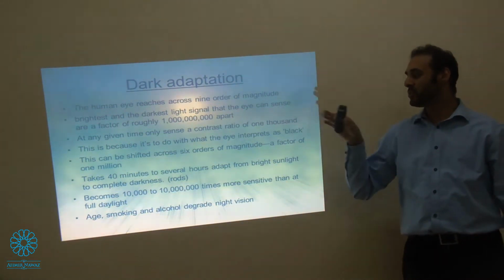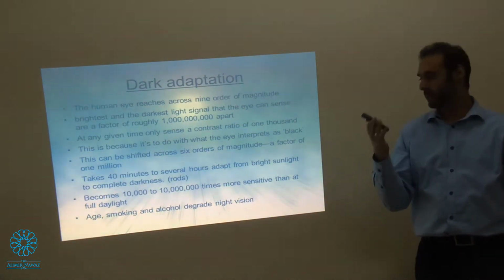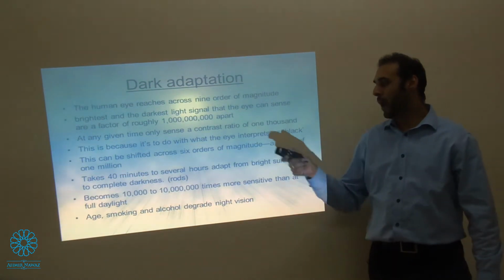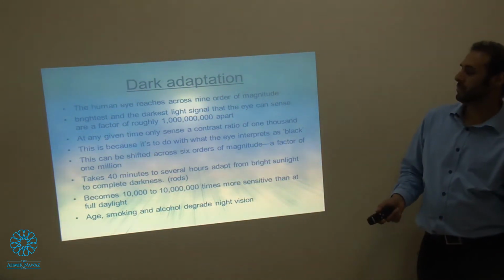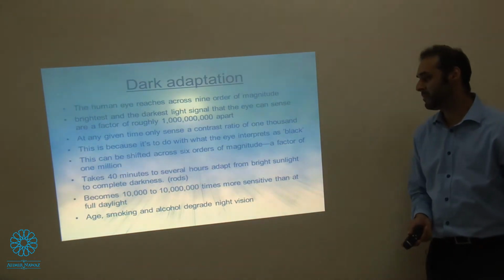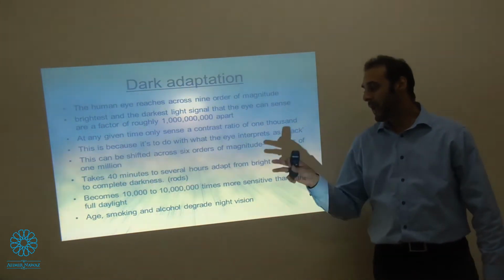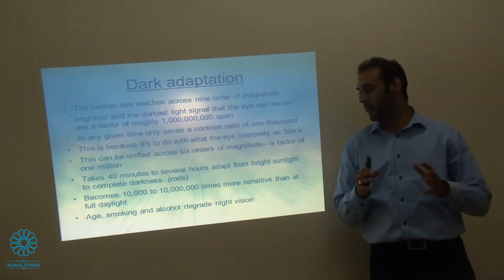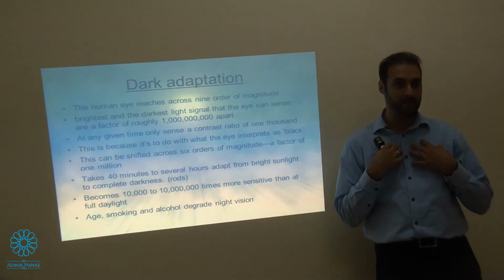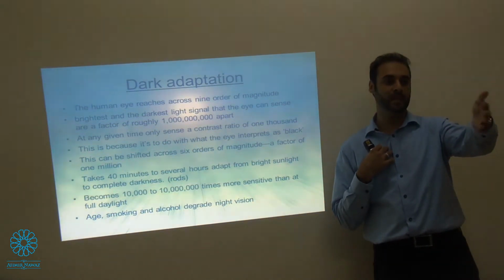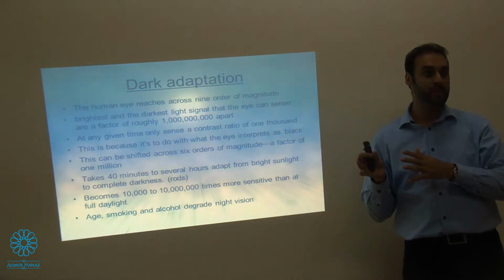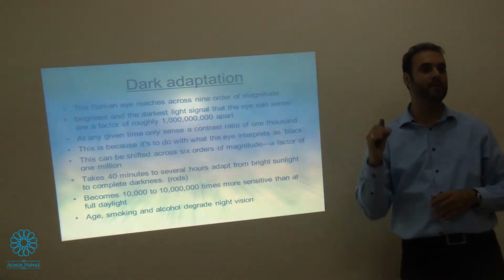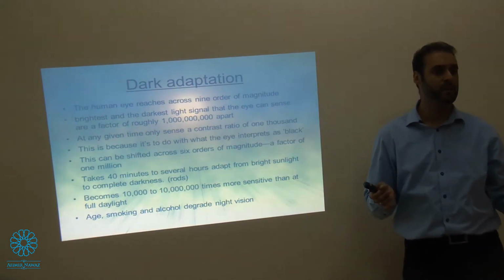Now it takes 40 minutes to several hours for your rods to adapt from bright sunlight to complete darkness. It becomes 10,000 to 10 million times more sensitive than at full daylight. Age, smoking, and alcohol degrade night vision. If I was a smoker, and say you were 60 and I was a smoker, and we both went out to observe, we know that after age 25, your eyes will start degrading. Your night vision is not going to be as acute as somebody who's pre-age 25.